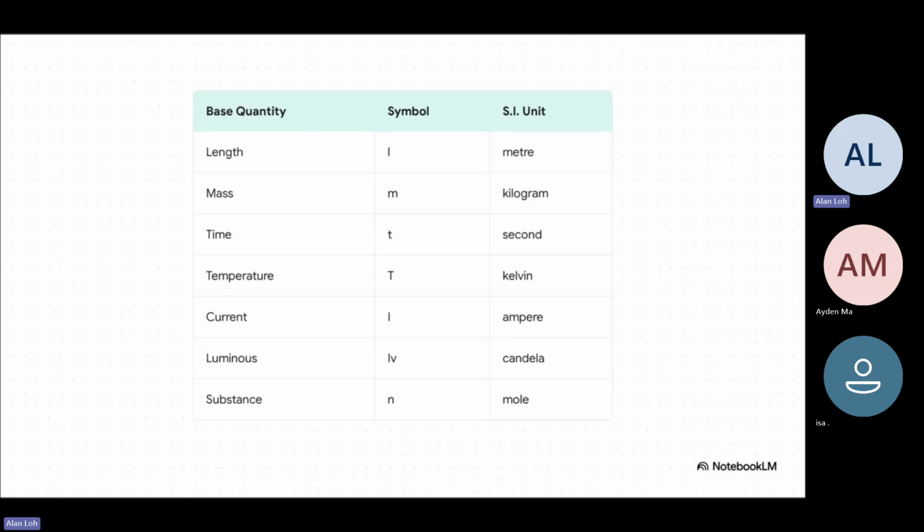Out of the infinite complexity of the whole universe, there are only 7 fundamental quantities we need to measure everything. We've got length, mass, time, thermodynamic temperature, electric current, luminous intensity, and amount of substance. Master these 7 SI base units, and you essentially hold the keys to physics.